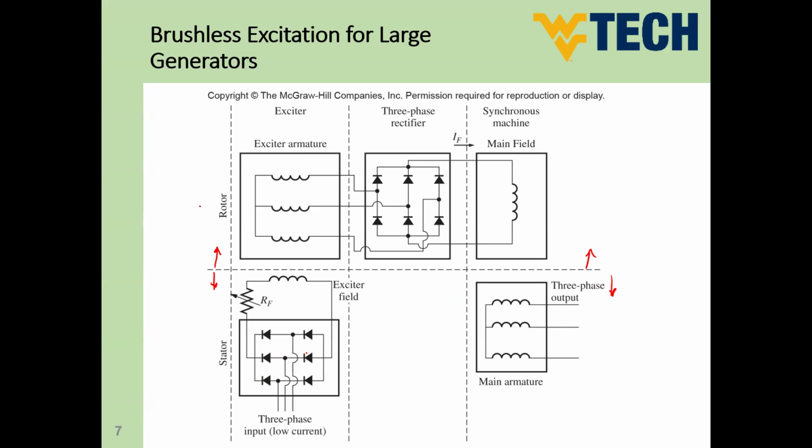The synchronous machine itself starts from this place. The main construction of the synchronous machine has the field winding, which needs a DC source, and it has a three-phase winding on the stator side. So this part up to here represents the synchronous machine. This is the main field winding, and this is the main armature winding.